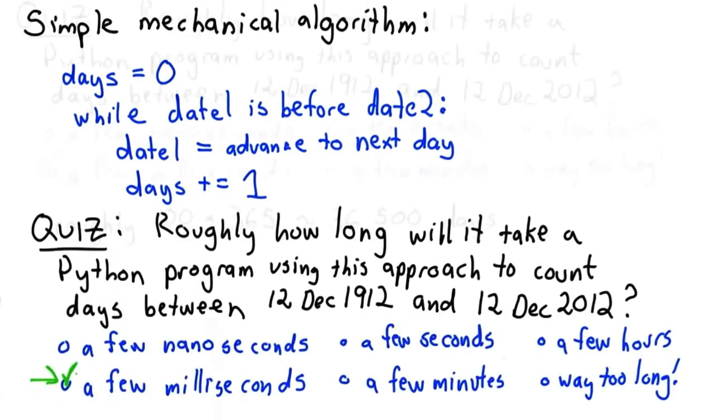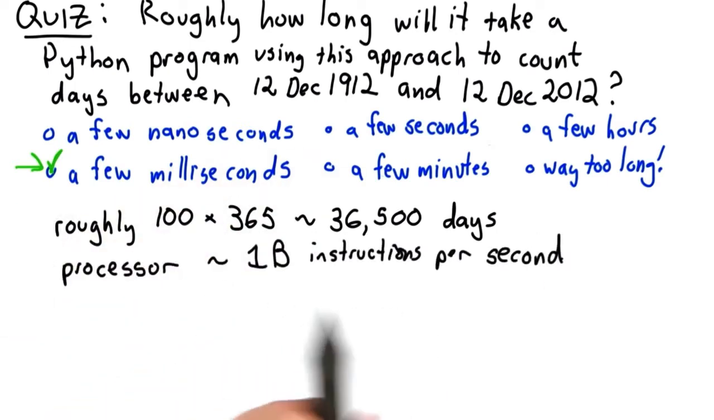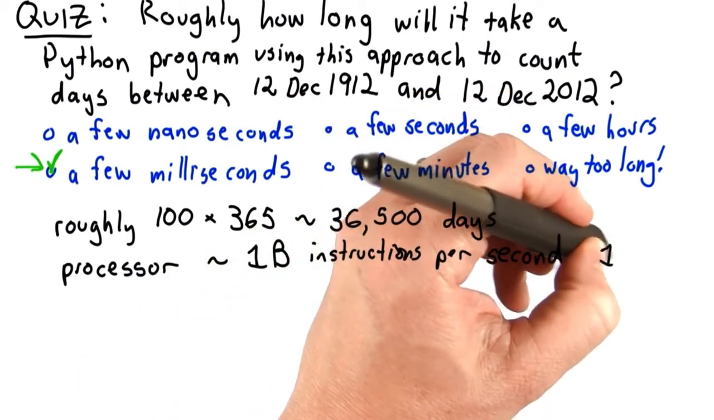So here's why. We have 100 years. A year is roughly 365 days. If it's a leap year, it's 1 more. But we're going to have somewhere around 36,000 days. A modern processor can do about 1 billion instructions per second. So that means 1 nanosecond per instruction.